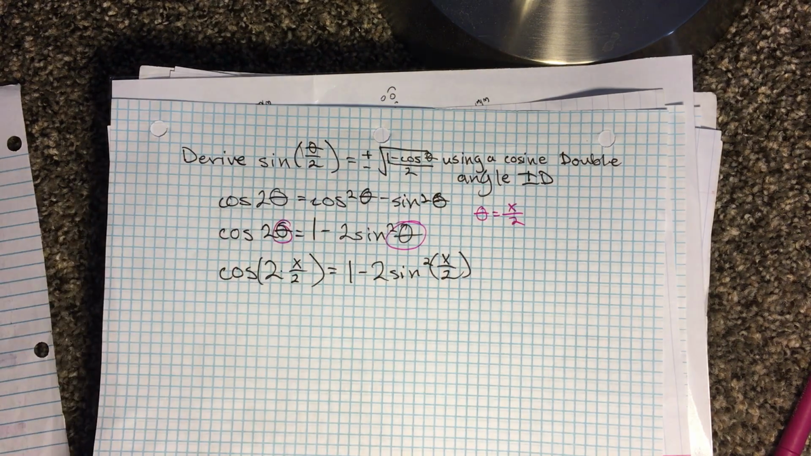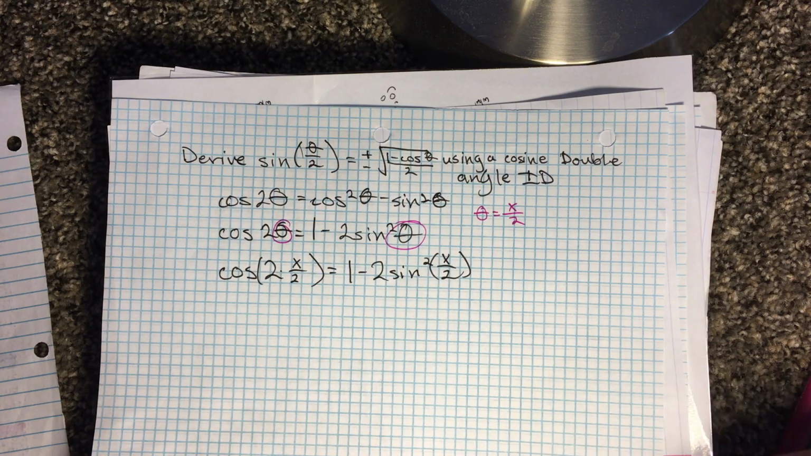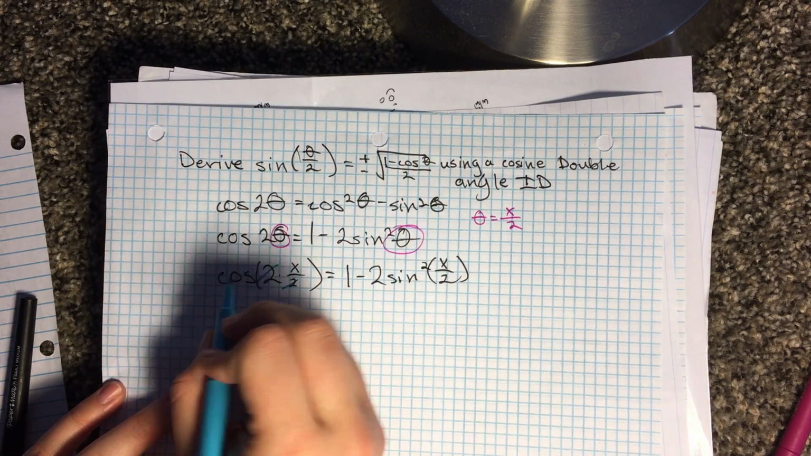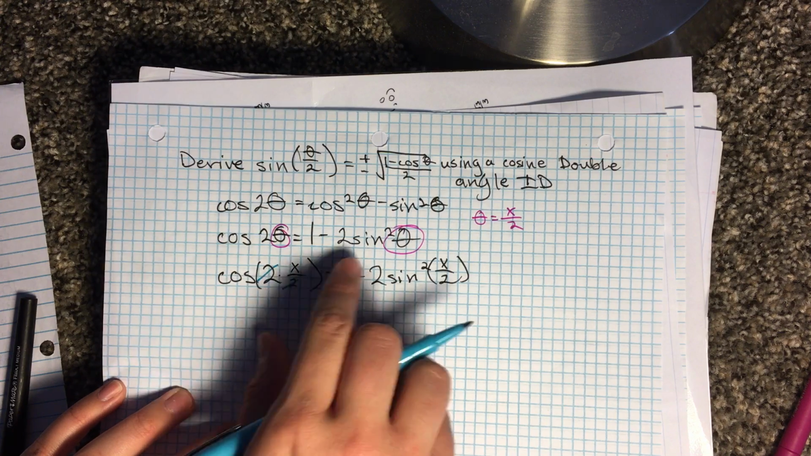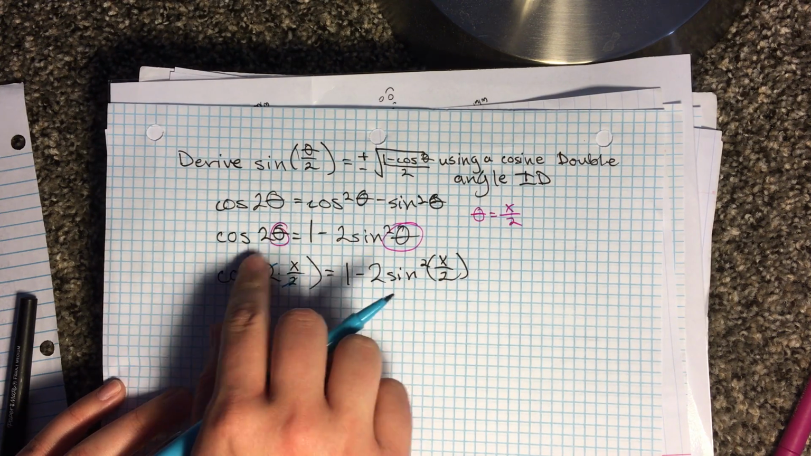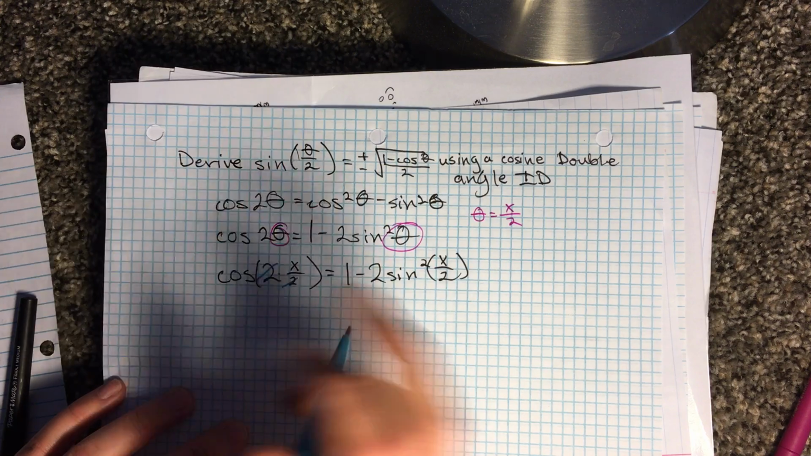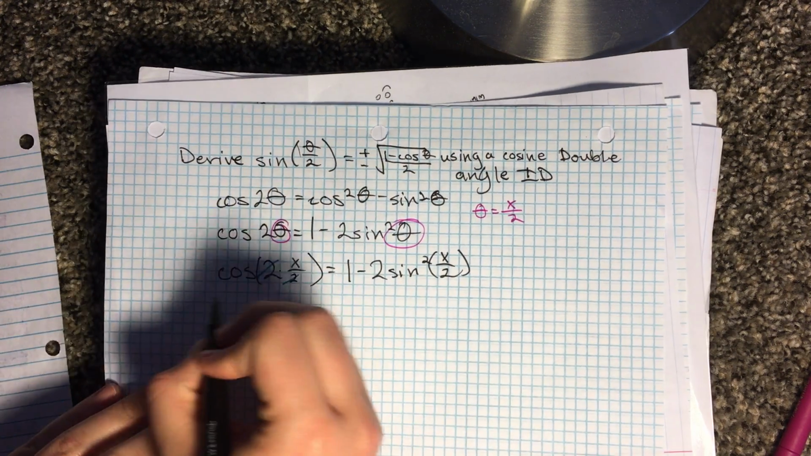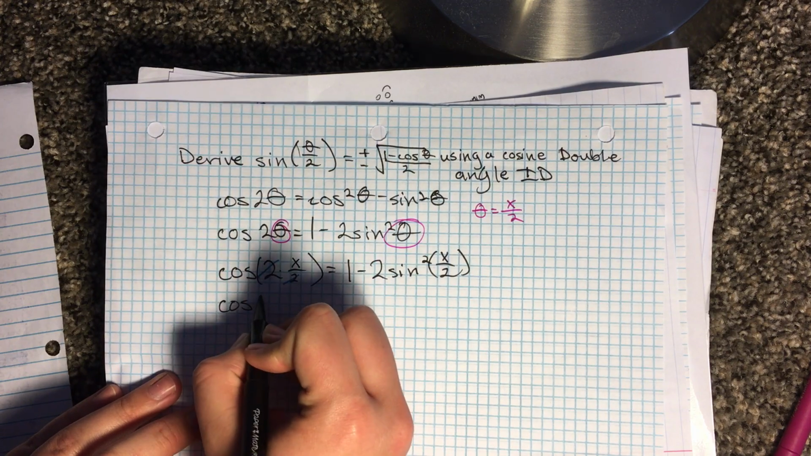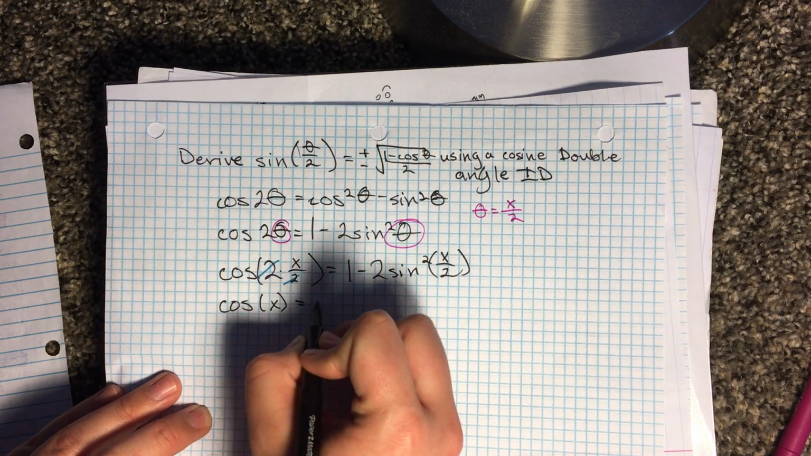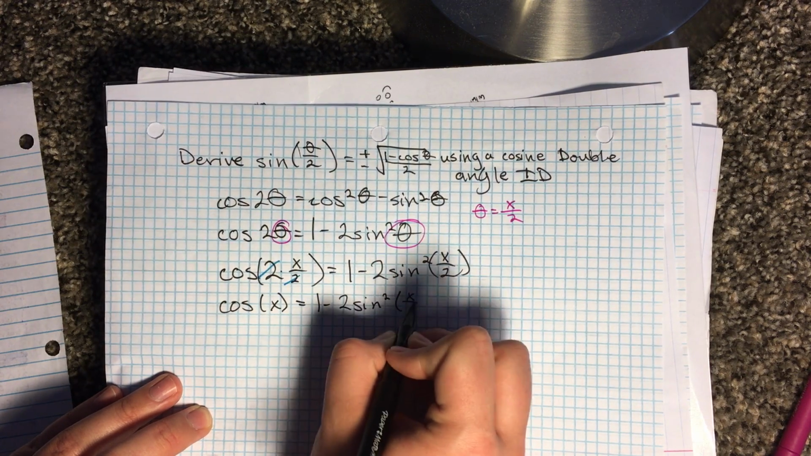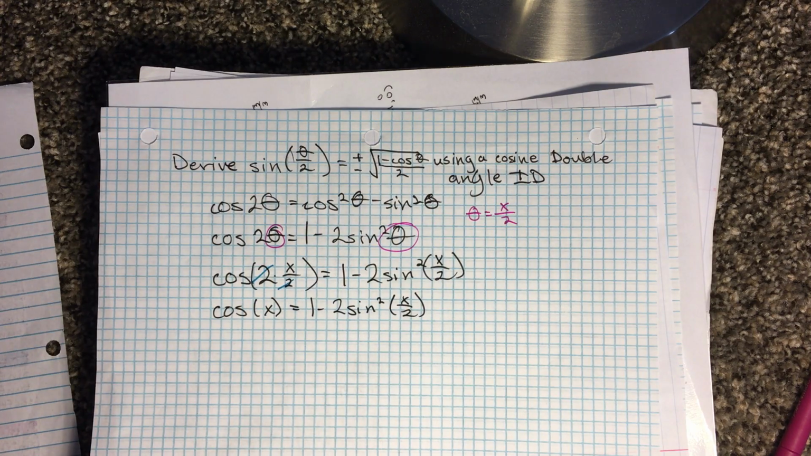Okay, awesome. So what's the first thing I can do here? Well, I can already see I can simplify things a little bit by multiplying out the 2 and the over 2, which reduces them to 1. So we're going to do cosine of x equals 1 minus 2 sine squared x over 2. All right, so we have that all set.